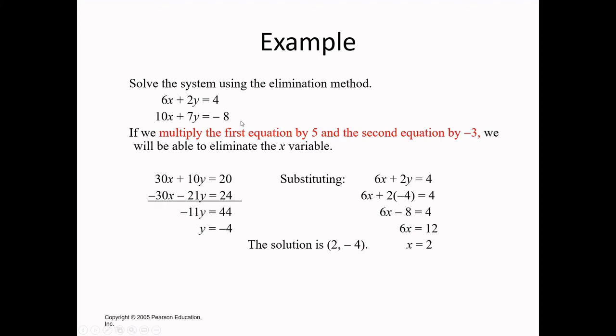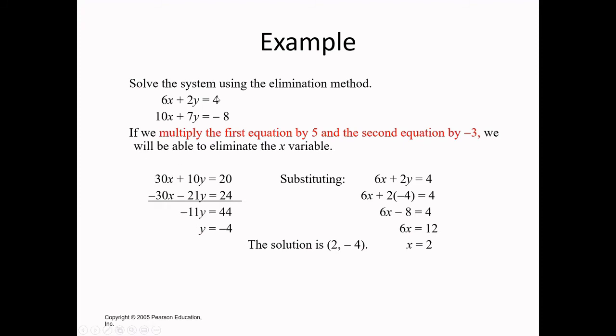Here are two equations. Okay. I don't have an opposite pair here. In other words, 6x or +6x and +10x are not opposites of each other. Neither are 2y and 7y. So what we're going to do is multiply one or more equations by something so I get an opposite pair. In this case, they chose to multiply the top equation by 5 and the second equation by -3. So here's what we get.